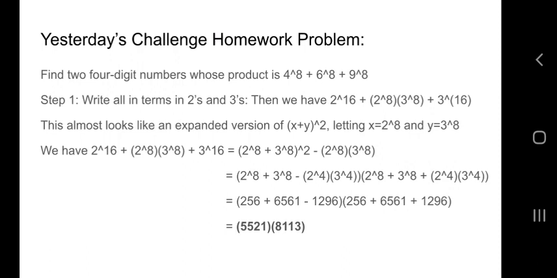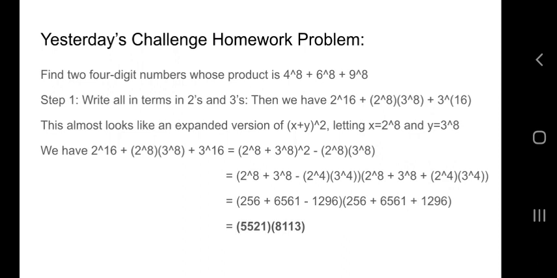That's 16 times 81. Not too long to multiply together. And then we just had the same thing, but plus 1296 instead. And if we figure out what those two numbers are, the first one's 5,521, and the second number is 8,113. So pretty cool, in my opinion.